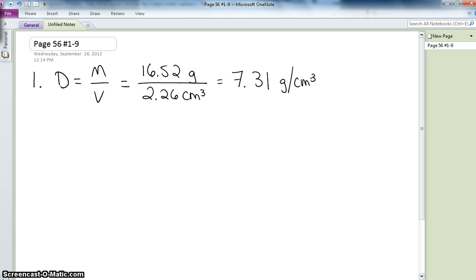Now, how did I get those units? That's why you're supposed to put them in when you show your work. Right there, it is a gram per cubic centimeter. So as units, it looks like that.